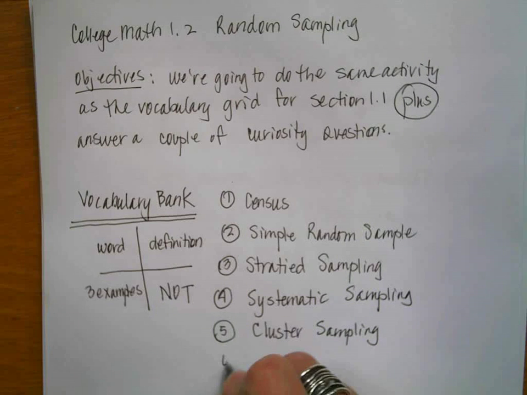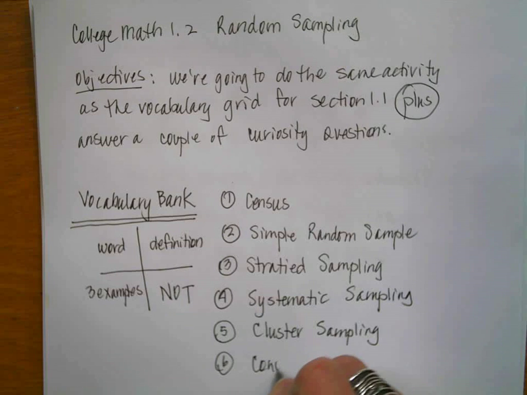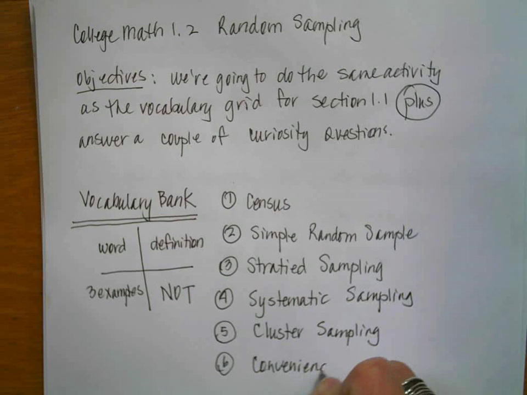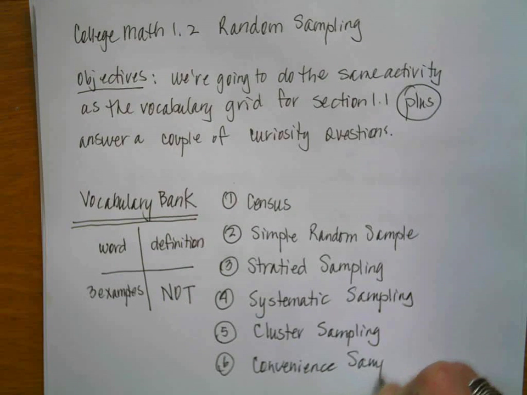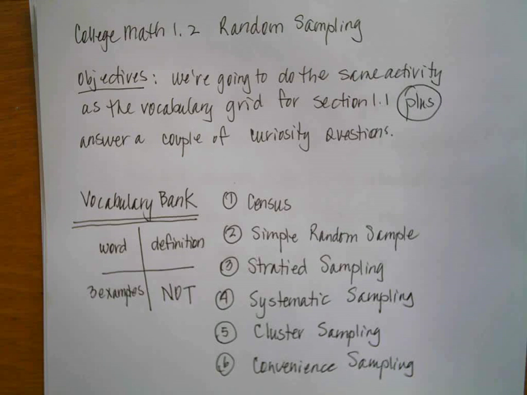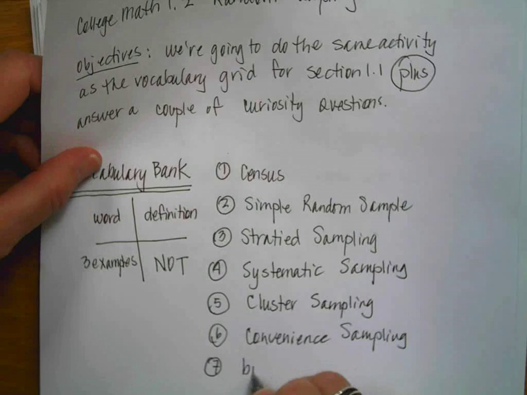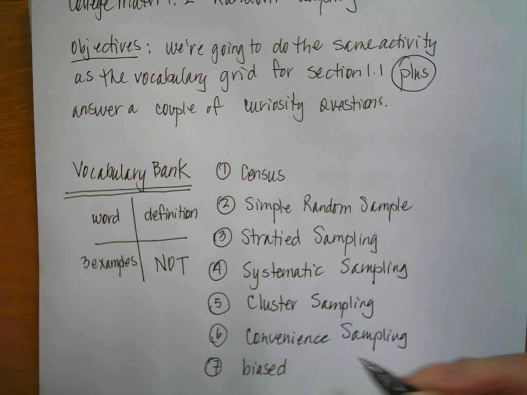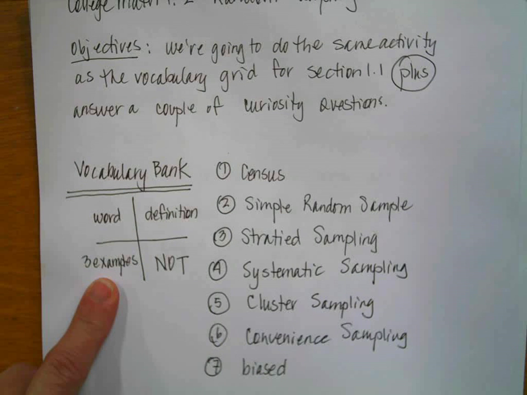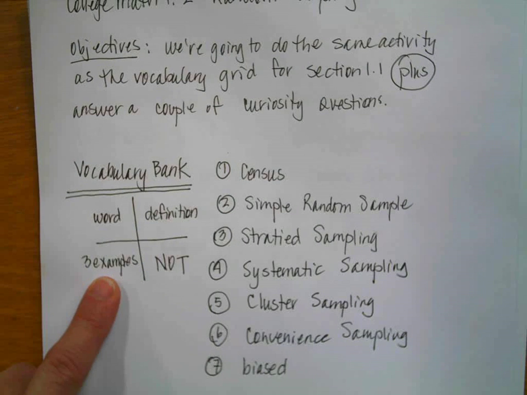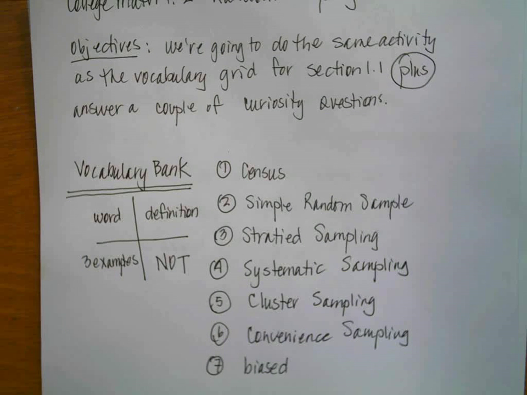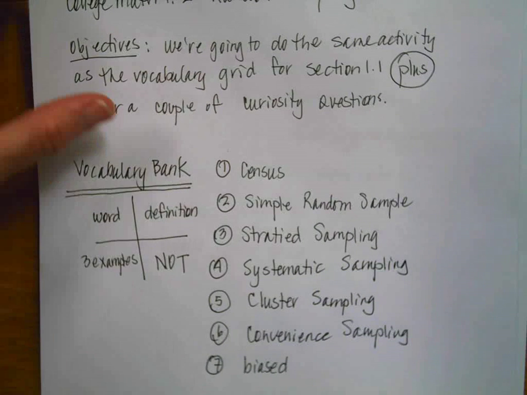Number 6 is going to be convenience sampling. And then the last one is, can't see it, let me scoot my paper up, bias. So you're going to create a vocabulary grid for each of the 7 words, okay? And then when you're done, you're going to answer what I'm calling some curiosity questions.